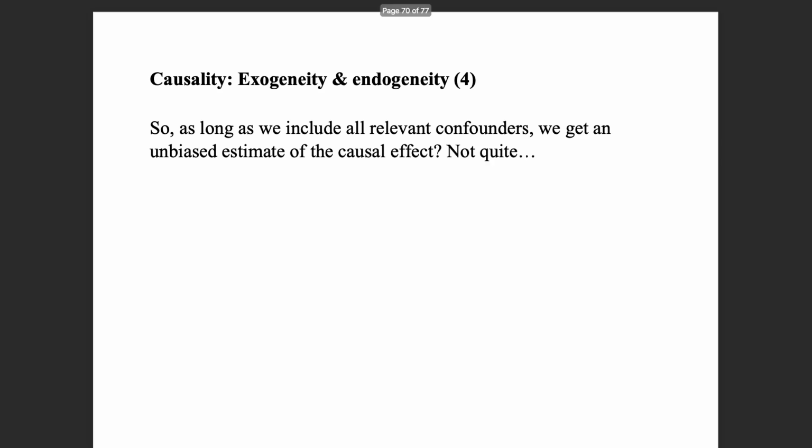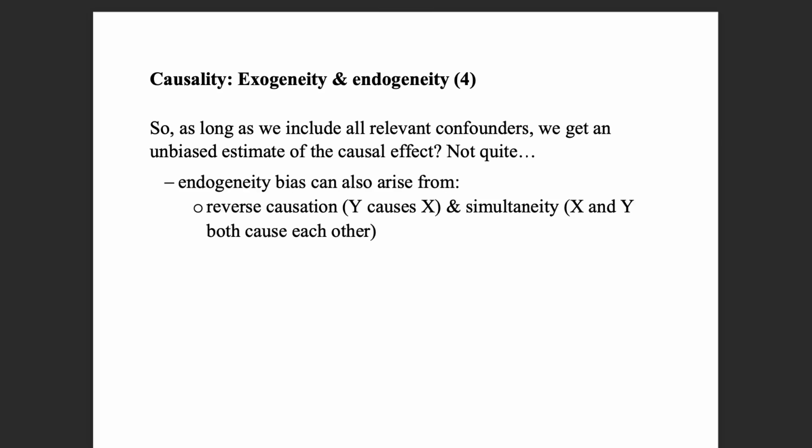And of course, my job is to disappoint you all over and over again. No, even if you have included all the relevant confounding variables, you still might have an issue with endogeneity bias, because there are also other reasons why you might get endogeneity bias. For one, there might be a situation of either reverse causation or simultaneity. And this is quite simply explained: the idea that you might think that X has an effect on Y, but it might actually be the other way around. So that is the issue of reverse causation.